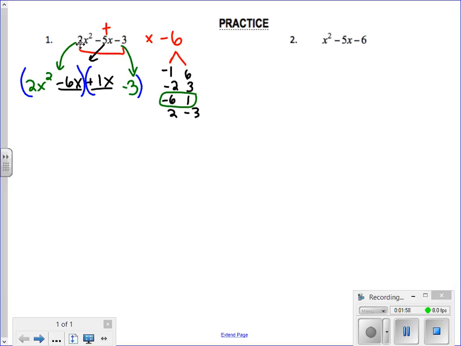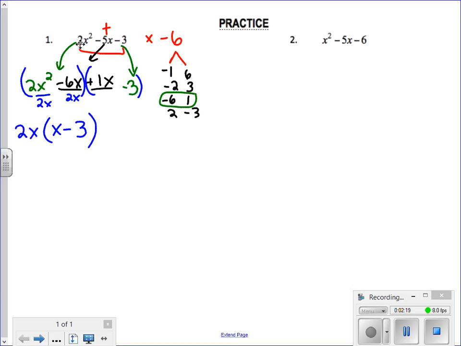Now I look for a GCF. The GCF between 2x squared and negative 6x is 2x. So I'm going to divide 2x from each term. 2x squared divided by 2x is x. Negative 6x divided by 2x is minus 3.